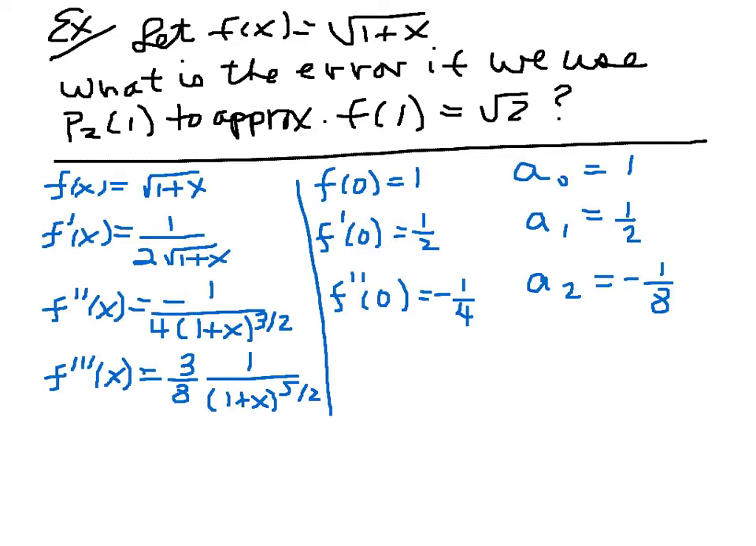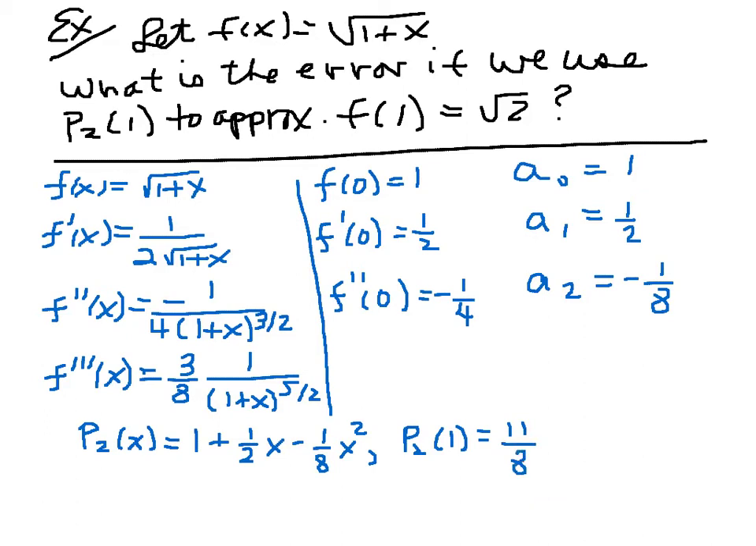So you should be able to figure out all of this work, taking a bunch of derivatives, evaluating them at 0, and then finding the coefficients. And so what this tells us is that p sub 2 of x is equal to 1 plus 1/2 x minus 1/8 x squared. And so therefore, p sub 2 of 1 will equal 11 over 8. All right, so now we want to find the error.